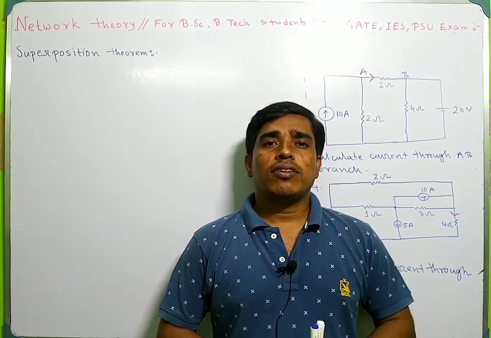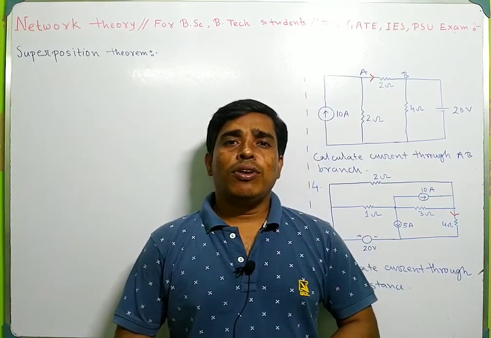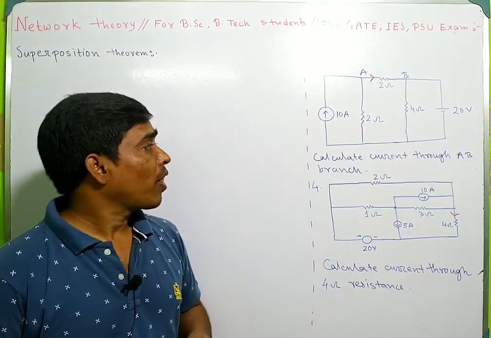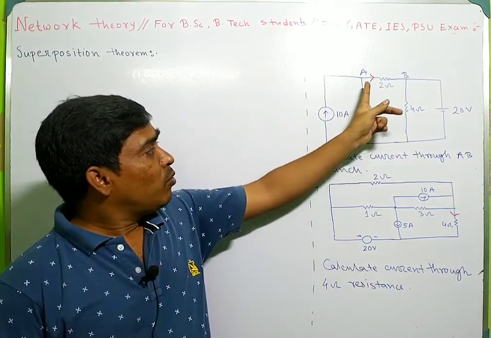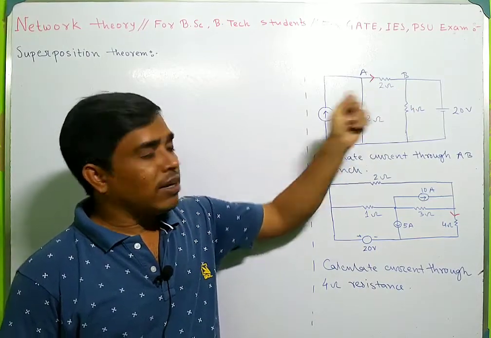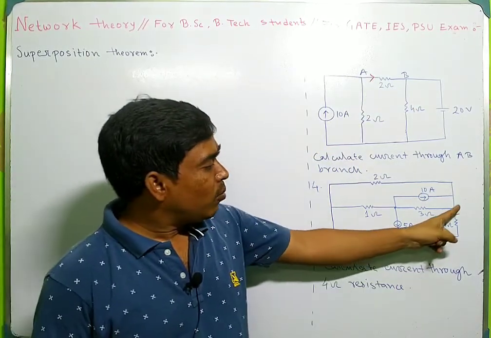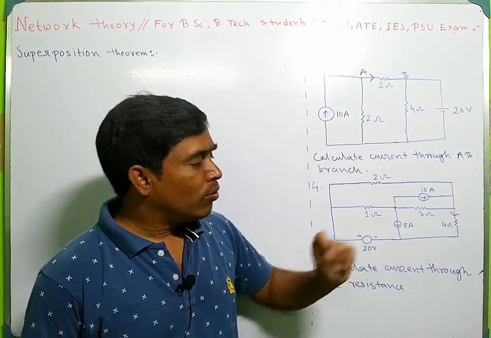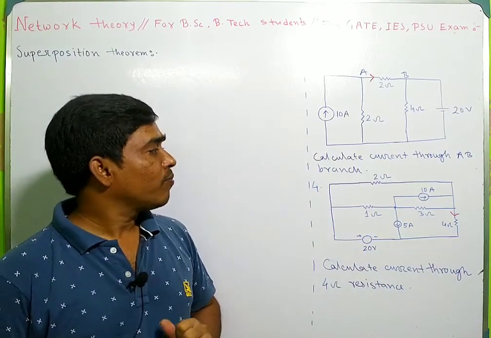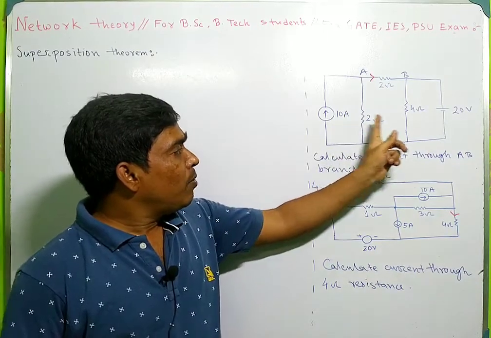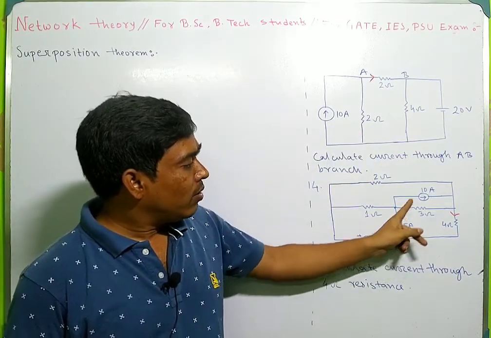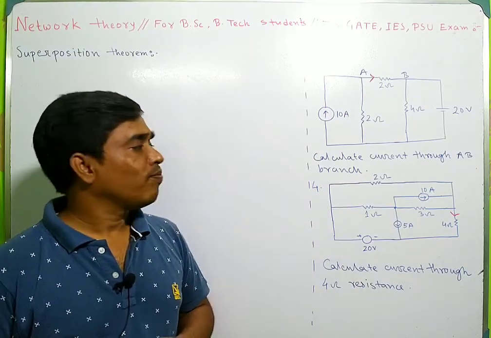Hello friends, today we will discuss these two problems. Here you have to calculate this branch current, and here you have to calculate the branch current through the 4 ohm resistance. This problem contains 2 energy sources, and this problem contains 3 energy sources.